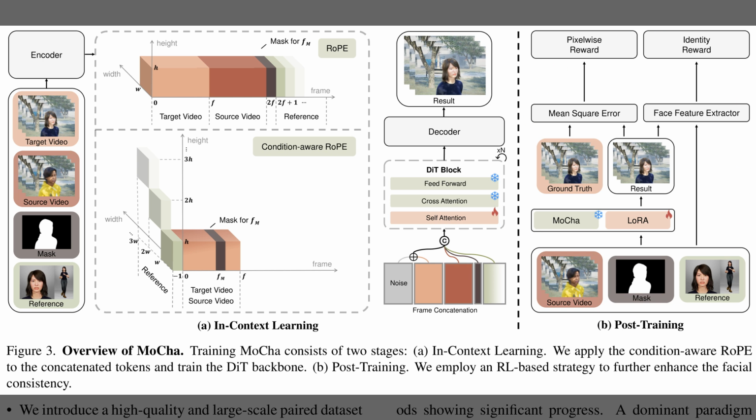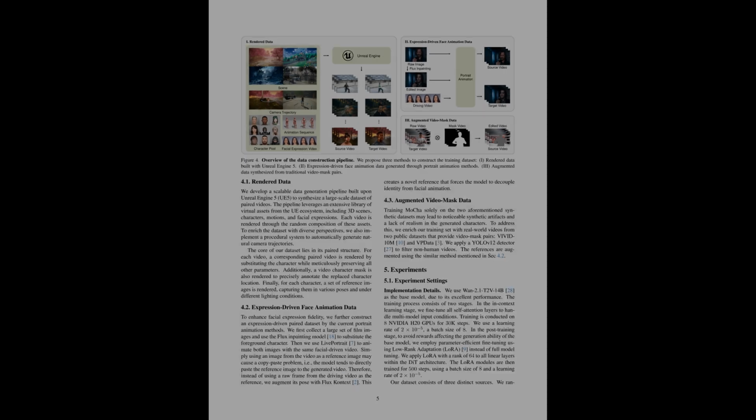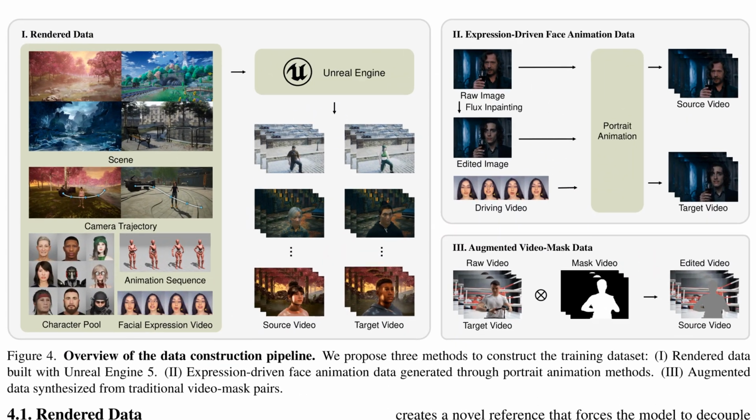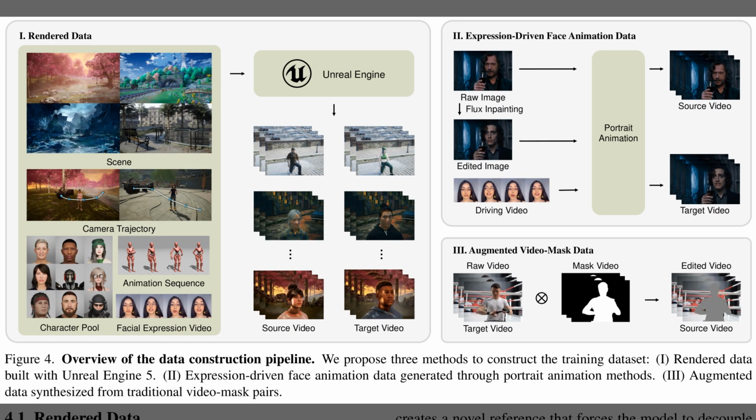Moving to the right, panel B outlines the post-training stage. To refine facial details, the system applies reinforcement learning with low-rank adaptation, or LoRA. It optimizes two specific objectives: a pixel-wise reward for general reconstruction accuracy and an identity reward to strictly enforce resemblance to the reference character.